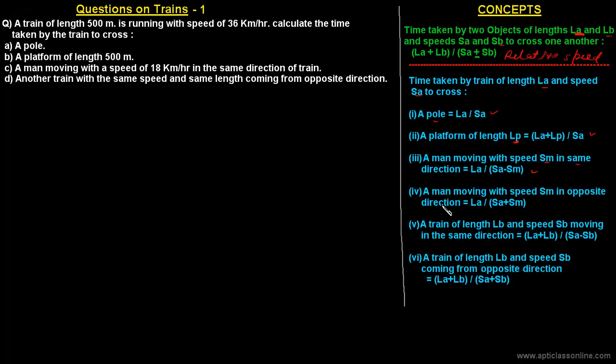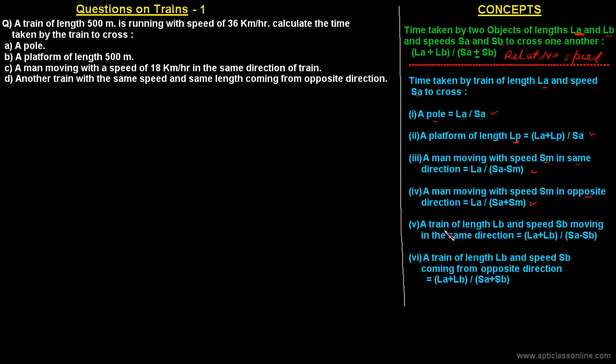Okay, for the fourth case, a man moving with speed SM in the opposite direction. If the man is moving in the opposite direction, then the case will be similar to the previous one, but the difference will be that in the denominator we will have SA plus SM, because when two objects are moving in opposite directions, their speeds will be combined.